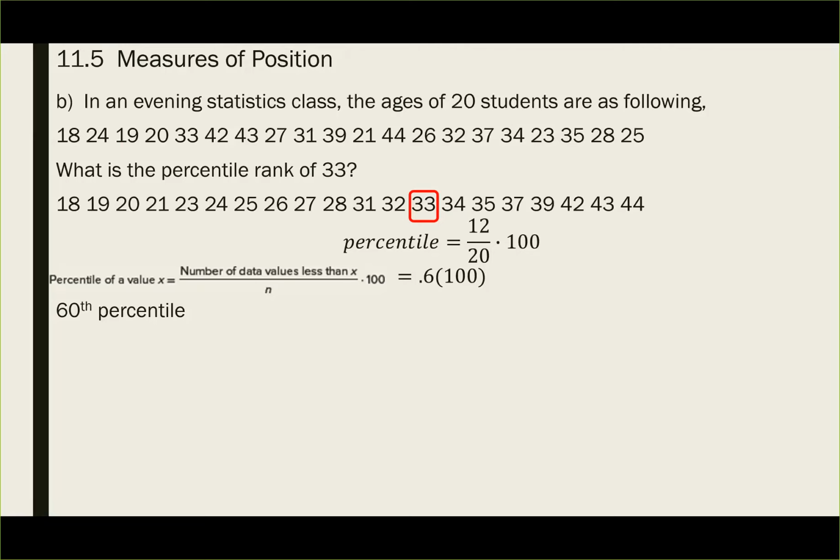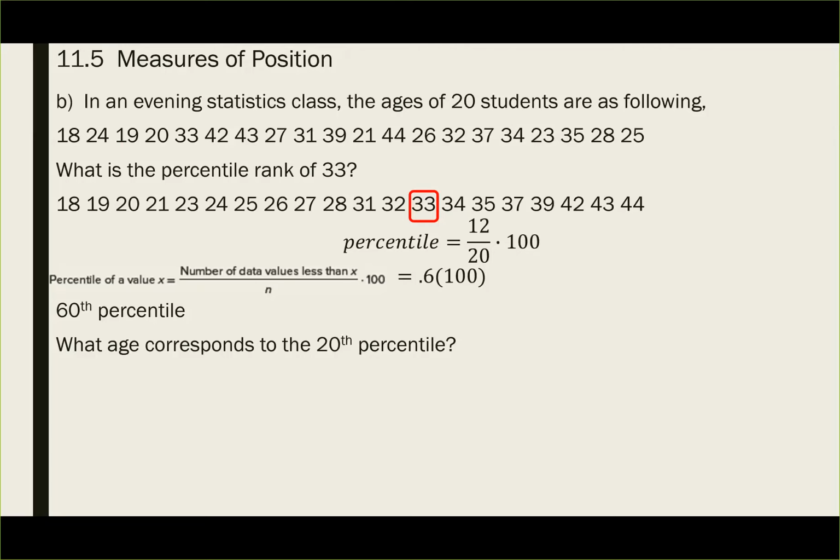The other thing we have is, what if they go back? What if they don't ask you for the percentile rank, but they ask you what is the corresponding age related to this percentile? Meaning they give you the percentile and ask you what is the actual data. What is the age corresponding to the 20th percentile?